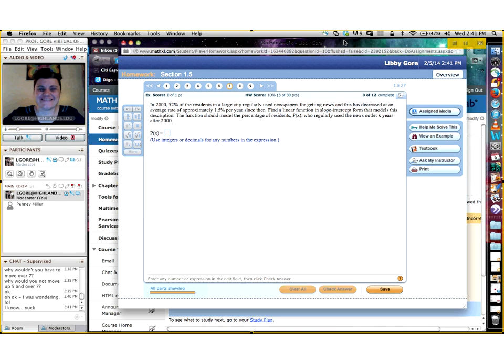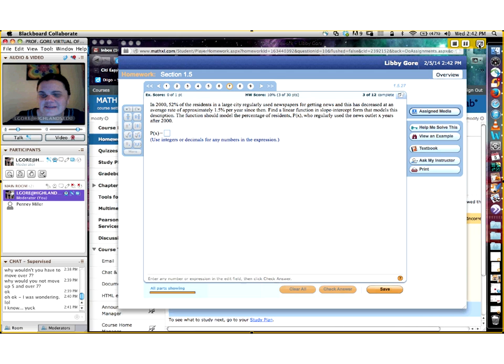Okay, let's see what this says. Oh, let me read it here first. In 2000, 52% of the residents in a large city regularly use newspapers for getting news, and this has decreased at an average rate of approximately 1.5% per year since then. Find a linear function in slope-intercept form that models this description. The function should model the percentage of residents, P of X, who regularly used the news outlet X years after 2000. All right, let me take a screenshot of this and send it to our whiteboard.